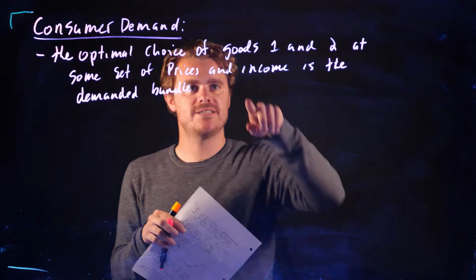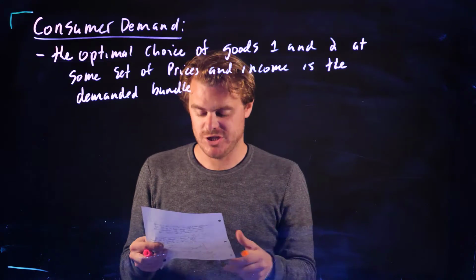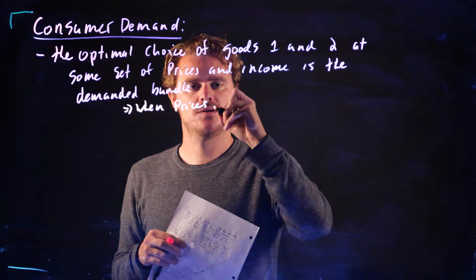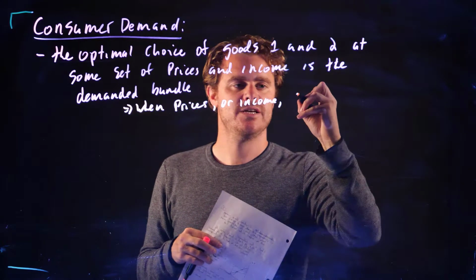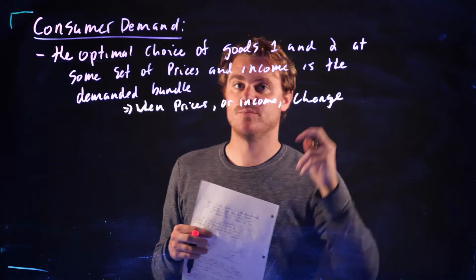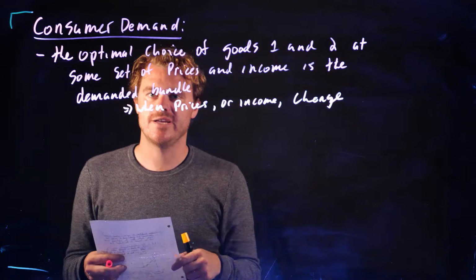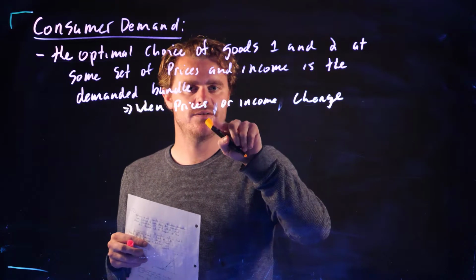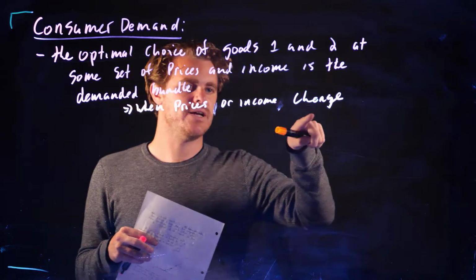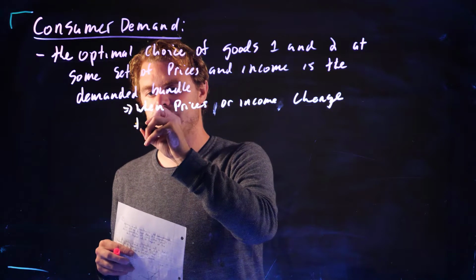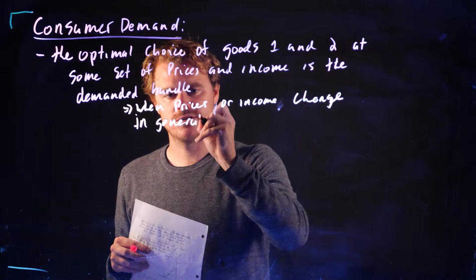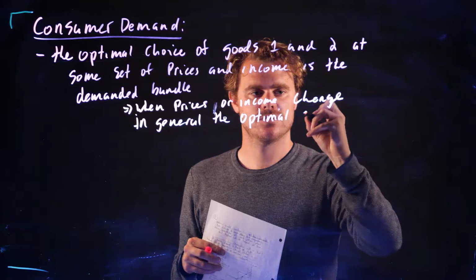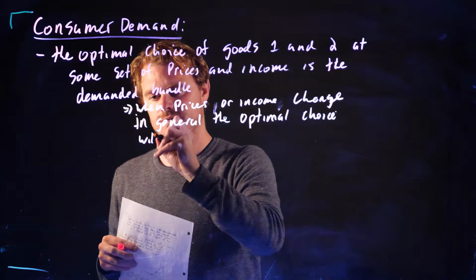Now, when prices or income change, that demanded bundle can change. When prices or income change, this optimal choice, this x1 and x2 star, are likely to change. So the demanded bundle is going to change. When prices or income change, in general, it's not always the case, but in general, the optimal choice will also change.